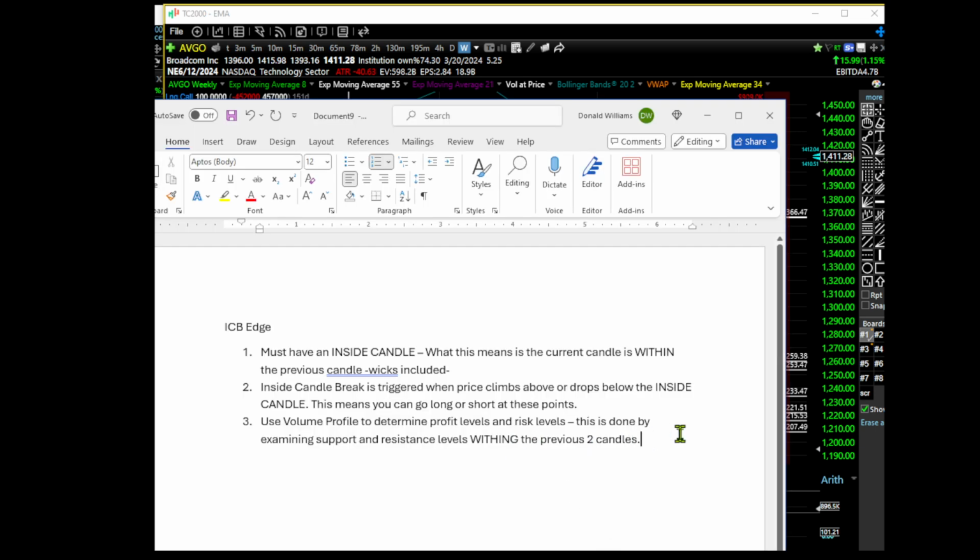So what this means is you can pre-enter or post-enter, depending on VP levels and/or mental levels, right?